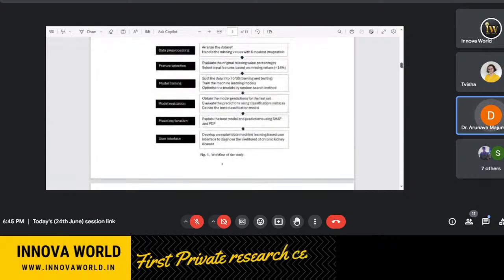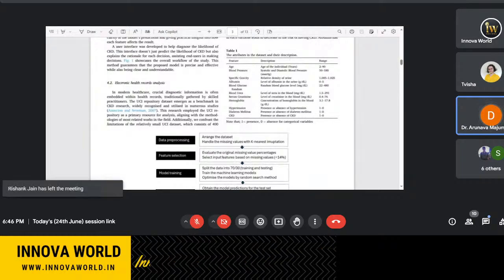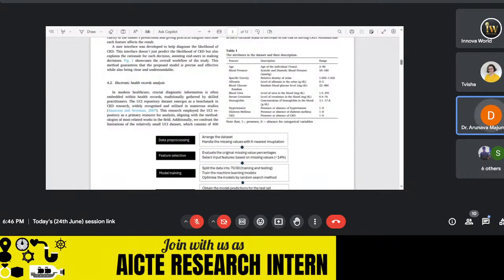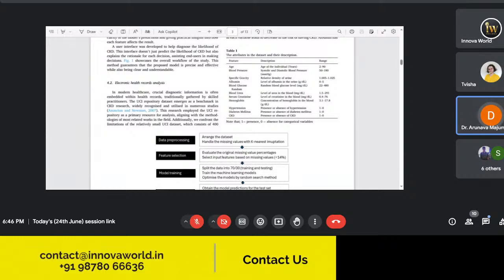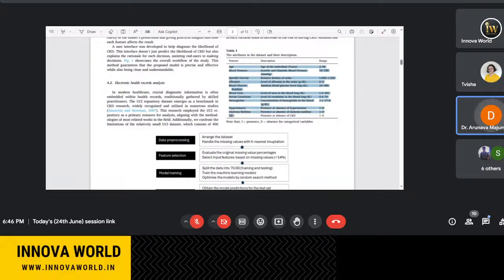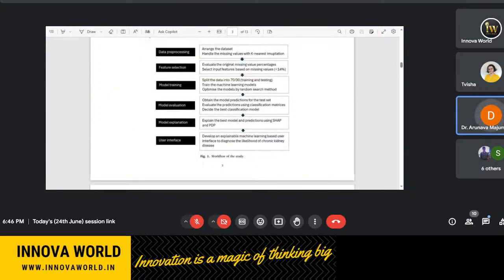So what are the ML techniques? These are the features: age, blood pressure, specific gravity, albumin, blood glucose random, blood urea, serum creatinine, hemoglobin, hypertension, diabetes mellitus, CKD. These are the parameters. Parameters means these are the design variables, the independent variables which are used here.